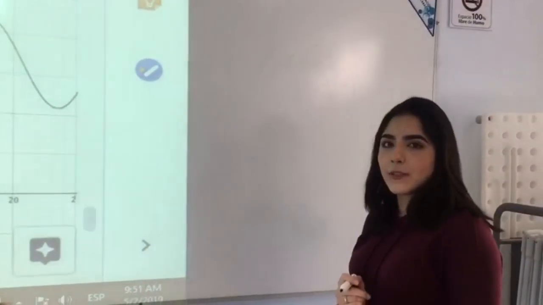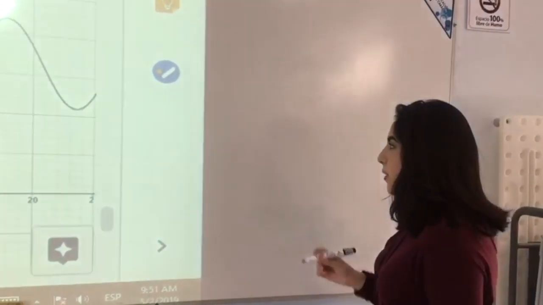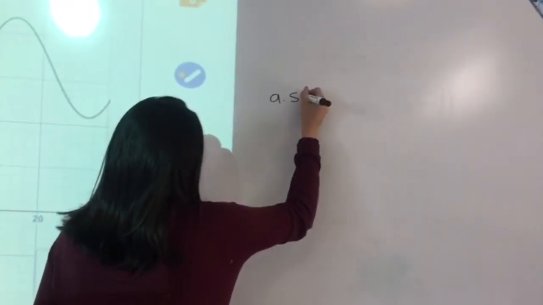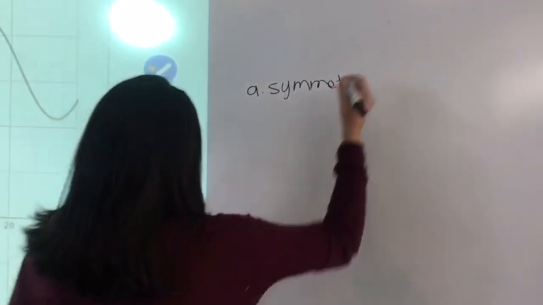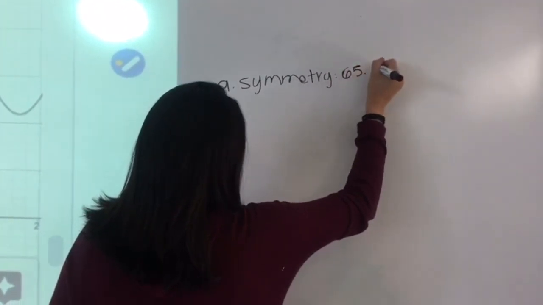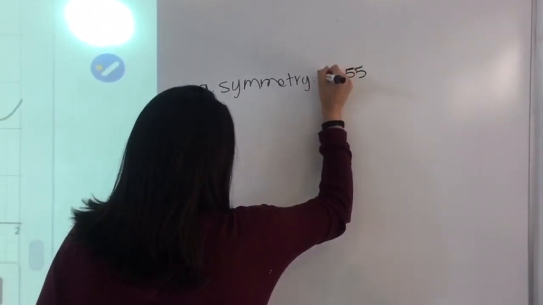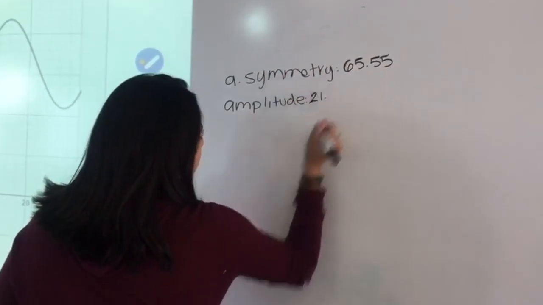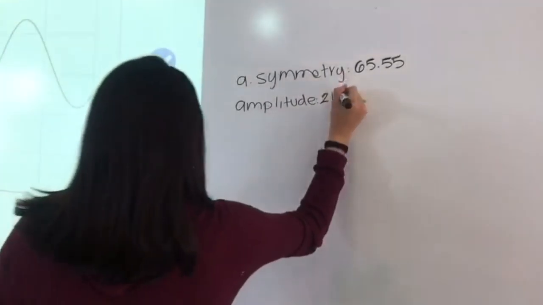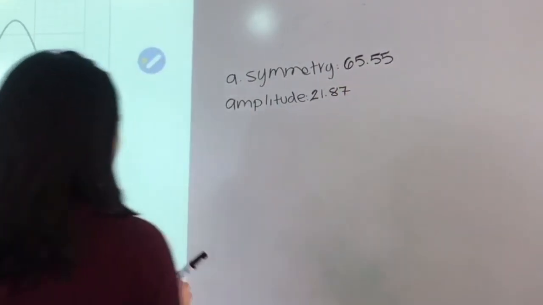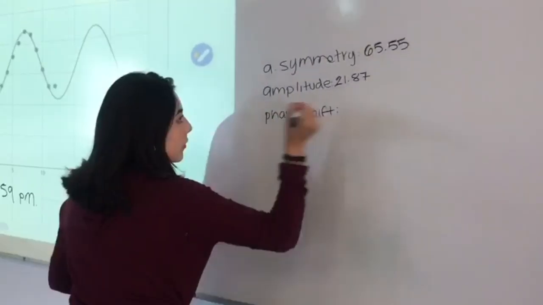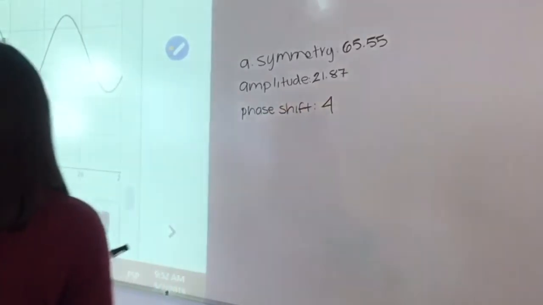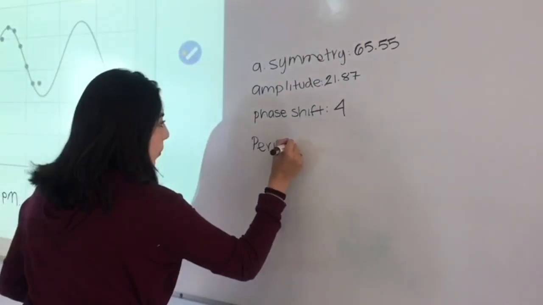So now we just have to name all the values we gave. The first one being the axis of symmetry, which was 65.55. Then we have the amplitude, 21.87. After that, we got the phase shift, and that gave us 4. And the last one was the period, being 11.